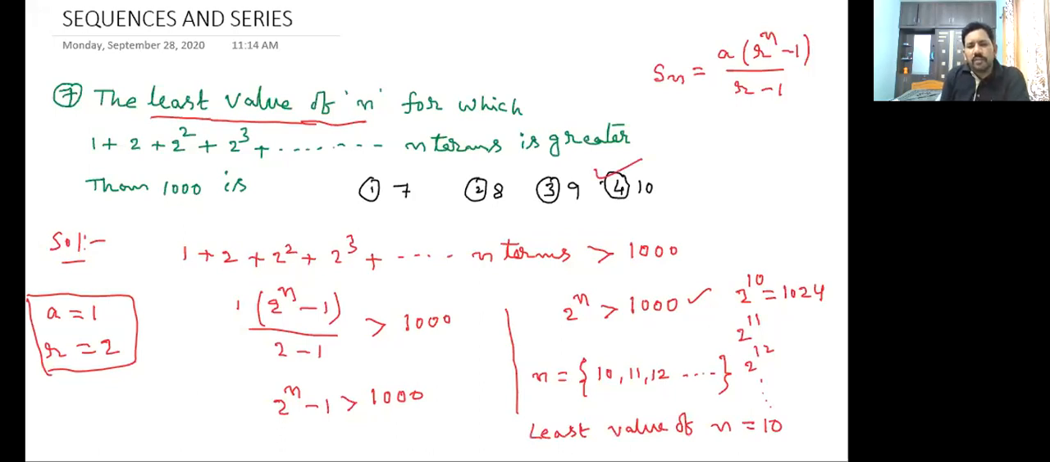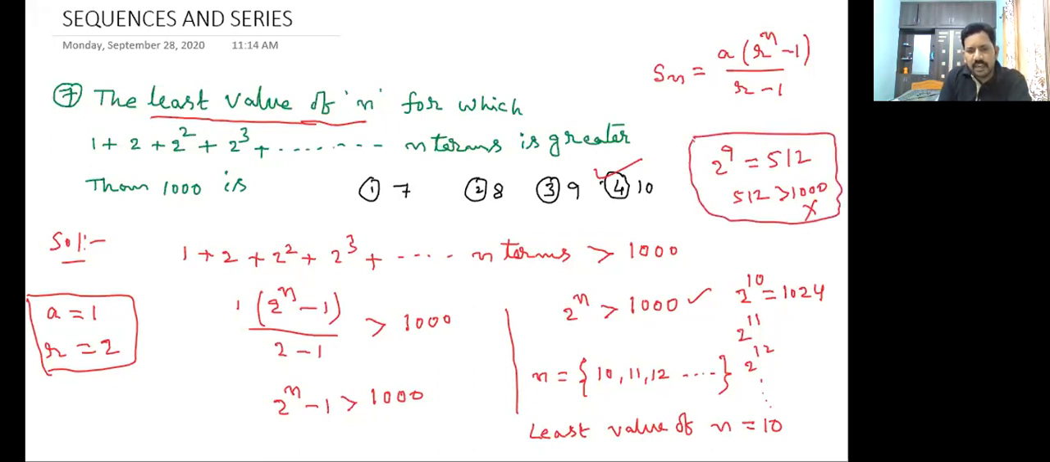Fourth option. If you take 2 power 9, the value is 512. So is 512 greater than 1000? No, this is wrong. So in place of n, if you take less than 10, either 9 or 8 or 7, 6, the condition cannot exist. The condition will exist for 10 and more: 10, 11, 12, and so on. So out of those values, the least value is 10 only.